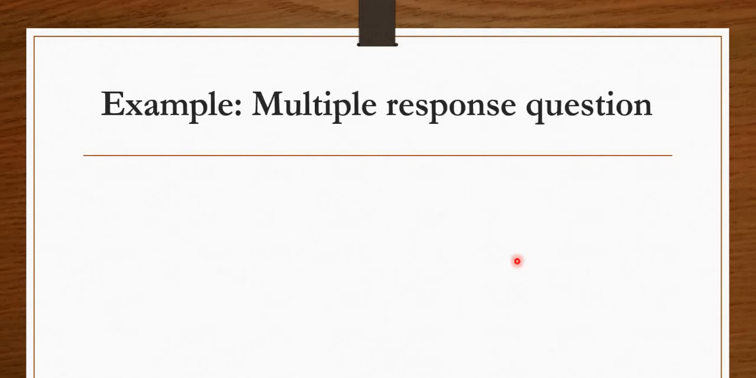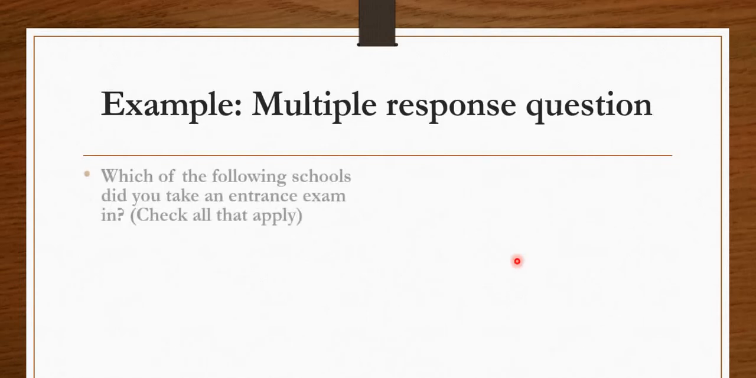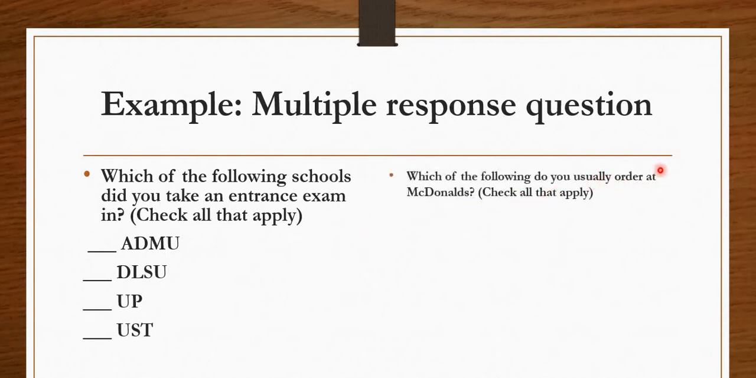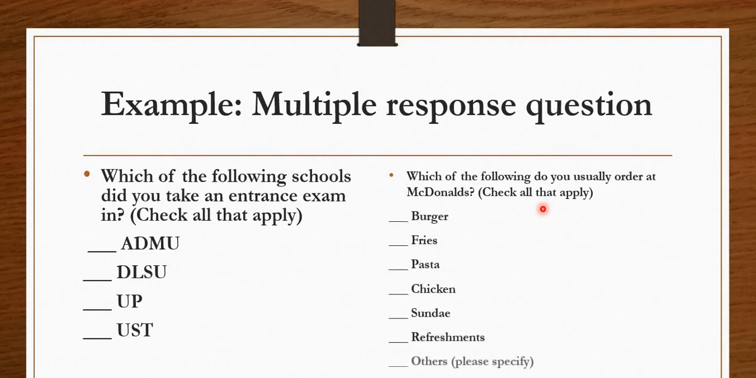Here are some examples of multiple response questions. Which of the following schools did you take an entrance exam in? Check all that apply. So of course, you can take more than one entrance exam, so you can check more than one answer. Which of the following do you usually order at McDonald's? We have burger, fries, pasta, chicken, sundae, refreshments, or even others. So since you can order all of them, or you can order more than one, then you can check more than one. Hence, a multiple response question.